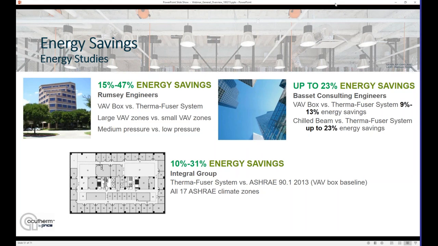Lastly there, the study in the bottom was run looking at ASHRAE's 90.1 energy standard and comparing it to the baseline in that standard. The baseline is basically a VAV box system, but in this case, they ran this model across all 17 ASHRAE climate zones, again in comparison to the ASHRAE baseline model, and produced an impressive 10 to 31% energy savings for the Therma-Fuser diffuser system, again depending on the climate zone.